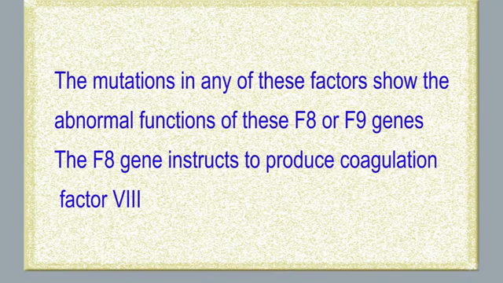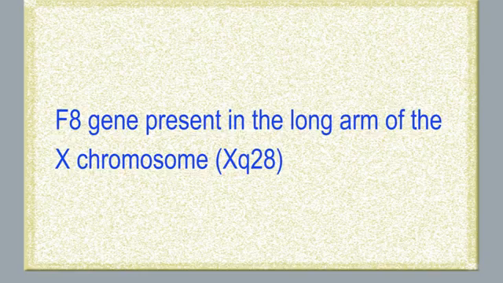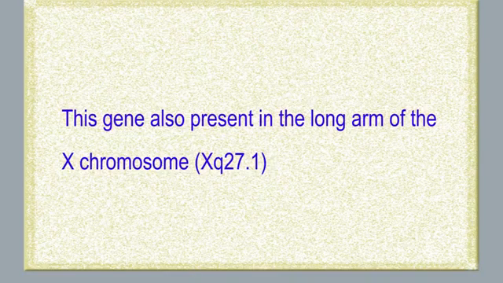The F8 gene instructs to produce coagulation factor 8. The F8 gene is present on the long arm of the X chromosome, Xq28. The F9 gene provides instruction to produce the coagulation factor 9. This gene is also present on the long arm of the X chromosome, Xq27.1.